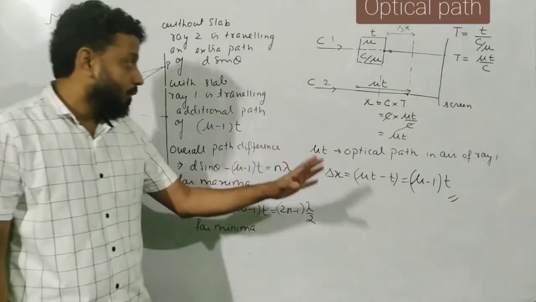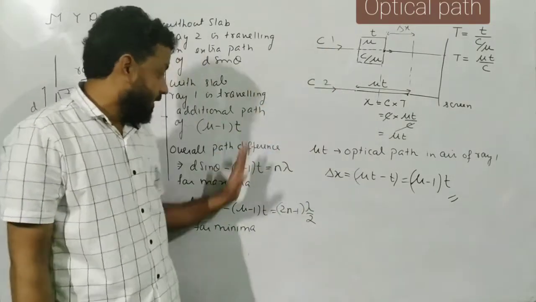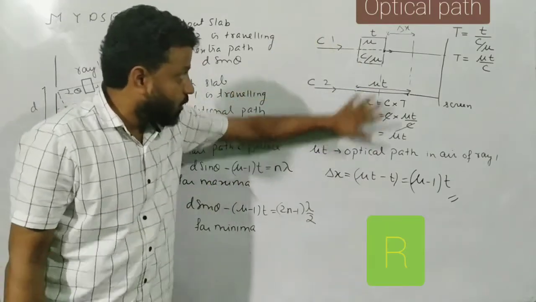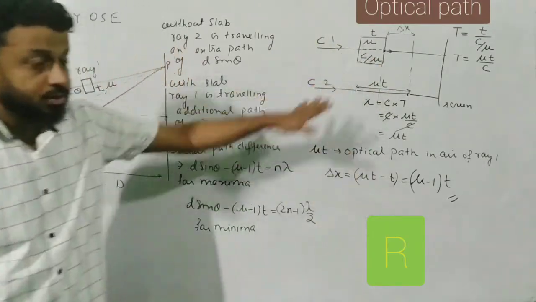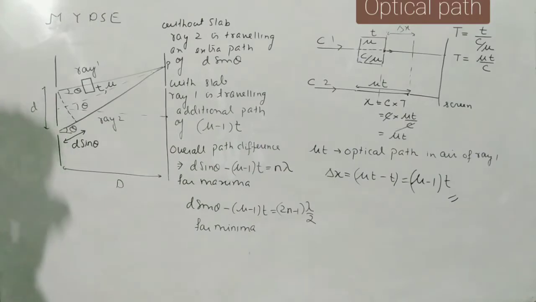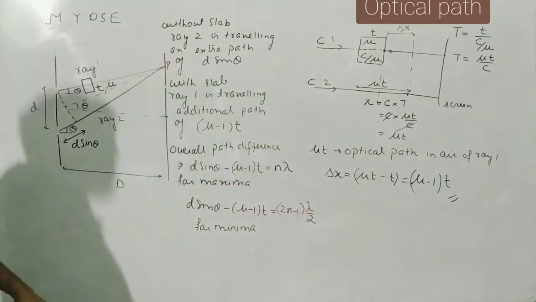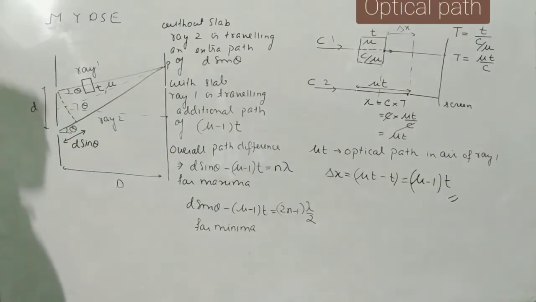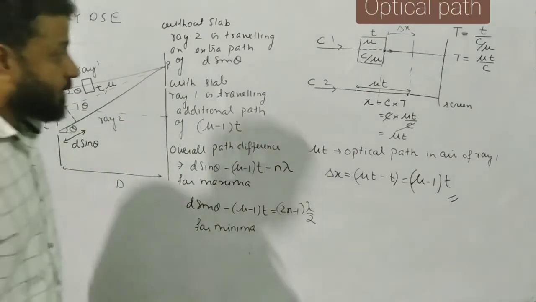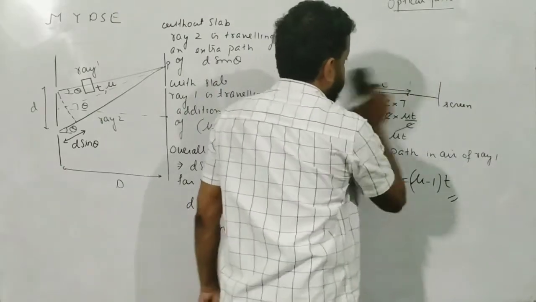I suggest you pause the video and take a note of this part. Leave this part right now. Just take a note of this part called optical path. Okay, just take a note of that. Don't take a note of this. Just take a note of this. Okay, if you are done, now let me allow you to rub this part.